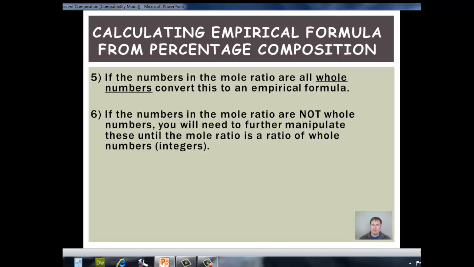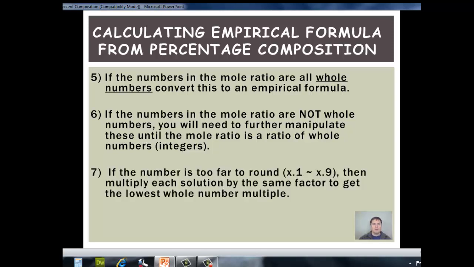Now, the problem comes in if when you divide by the lowest, you don't get these nice whole numbers. If you don't, you're going to need to manipulate them a little bit further. If it's close, like within 2.1 or 6.9, we can easily round them, so go ahead and do that. But if it's like 1.25, 1.5, 1.75, 1.33, what you're going to have to do is multiply those by some factor to get a whole number.